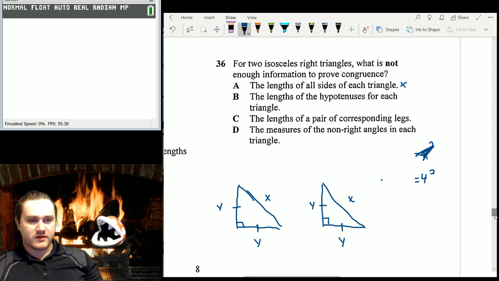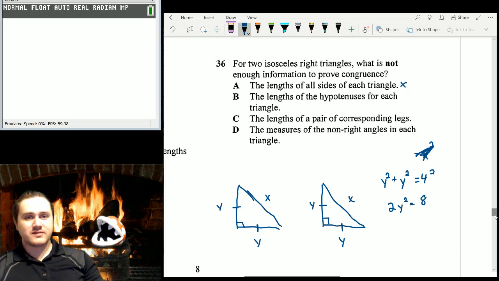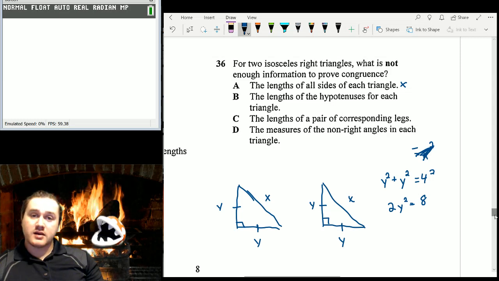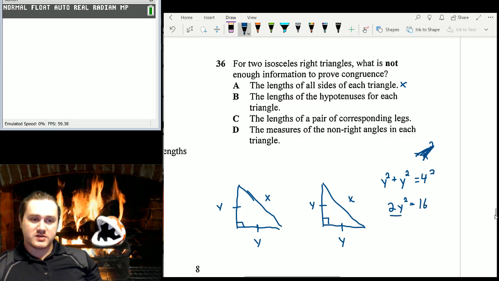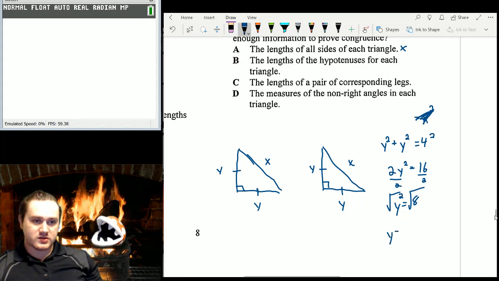We'd have y squared plus y squared if we're doing the Pythagorean theorem, and that gives us a total of 2y squared equals, in this case, 16. So we get 2y squared equals 16. We would divide both sides by 2, and we get y squared equals 8. We could square root that, and based off of that, we end up getting that y equals the square root of 8.